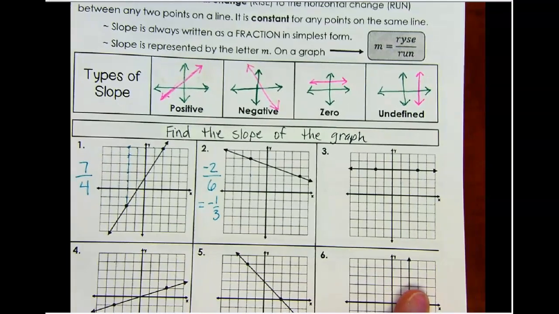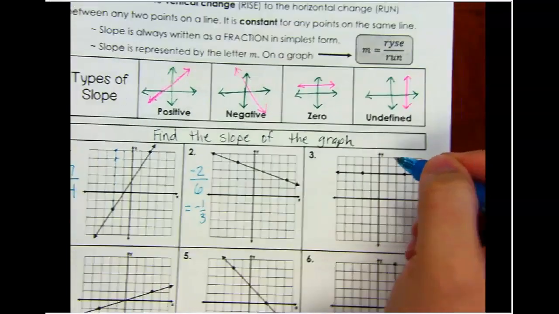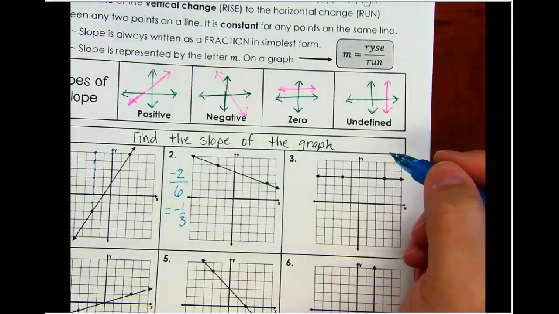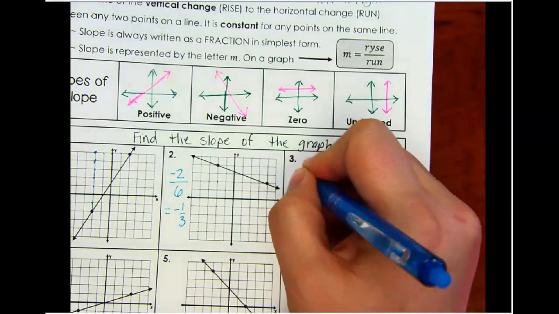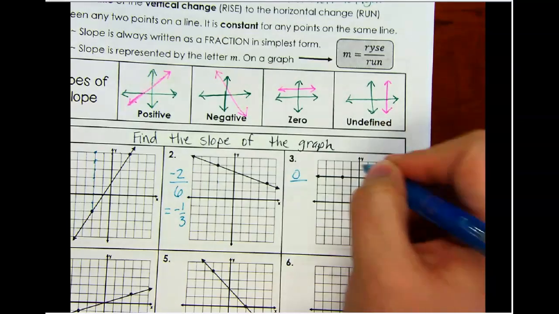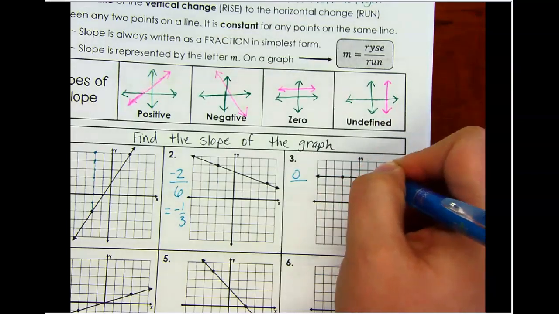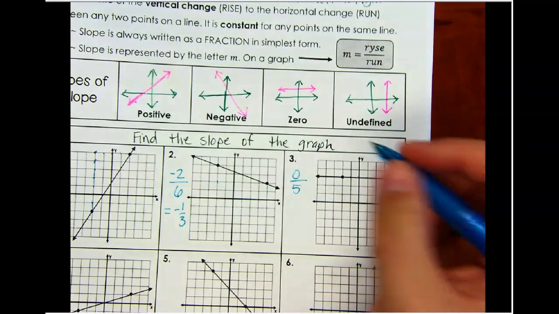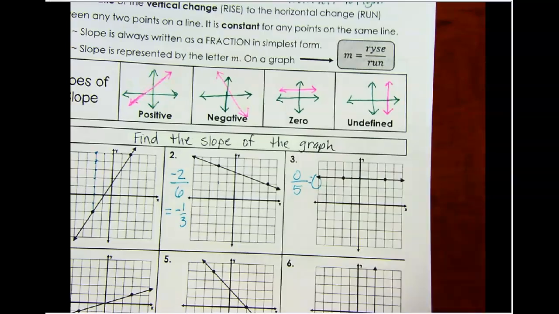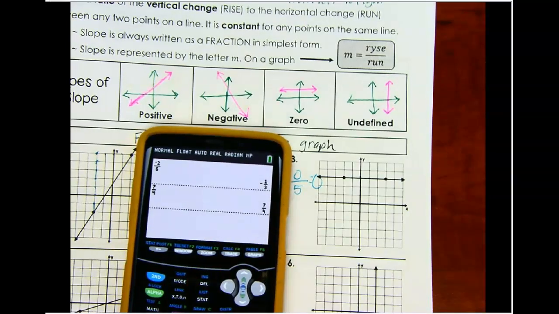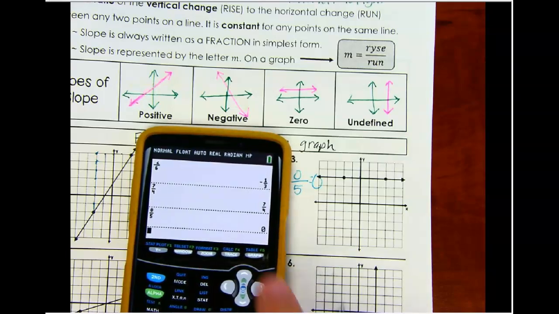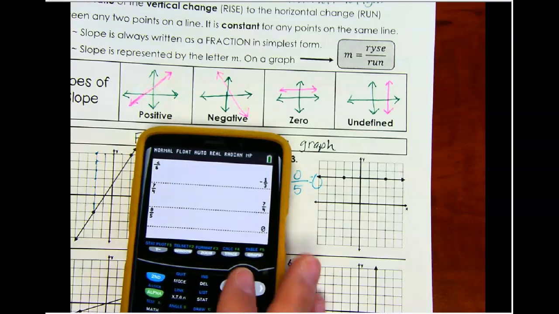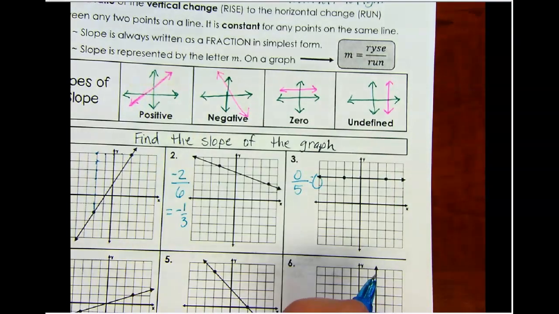All right, then this one, notice that we don't rise, we only run. So if you don't rise, that means you have a 0 on top, and then we would run 1, 2, 3, 4, 5. Well, 0 over any number is 0. So we could actually show that in the calculator as well. And so that's going to give us 0. It simplifies to 0. So that is the slope of this one.